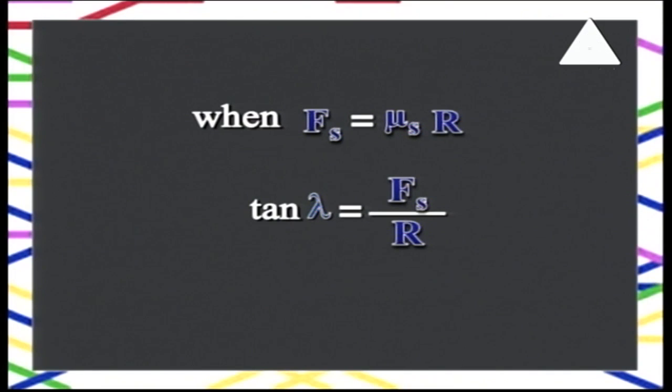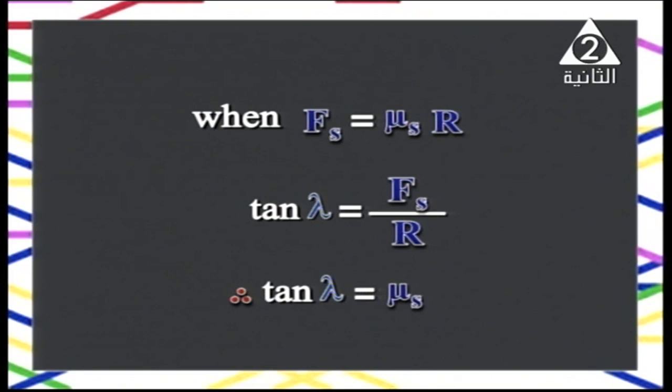Then what do you deduce? Excellent student. Tan lambda equals what? Mu s. What do you mean? The tan of the angle between R dash and R equals the coefficient of static friction. Then we deduce that tan lambda equals mu s.